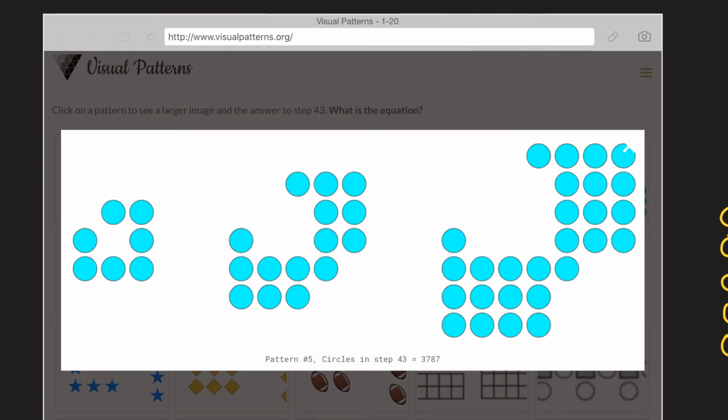So this is pattern number 5, and the number of circles in step 43 is 3,787. What you're supposed to do is figure out how it is growing, and try to create a rule for this. And that rule ends up being algebraic. And then you can do all kinds of cool stuff with that. I'll show you in just a moment. But the first step is, how is this growing?